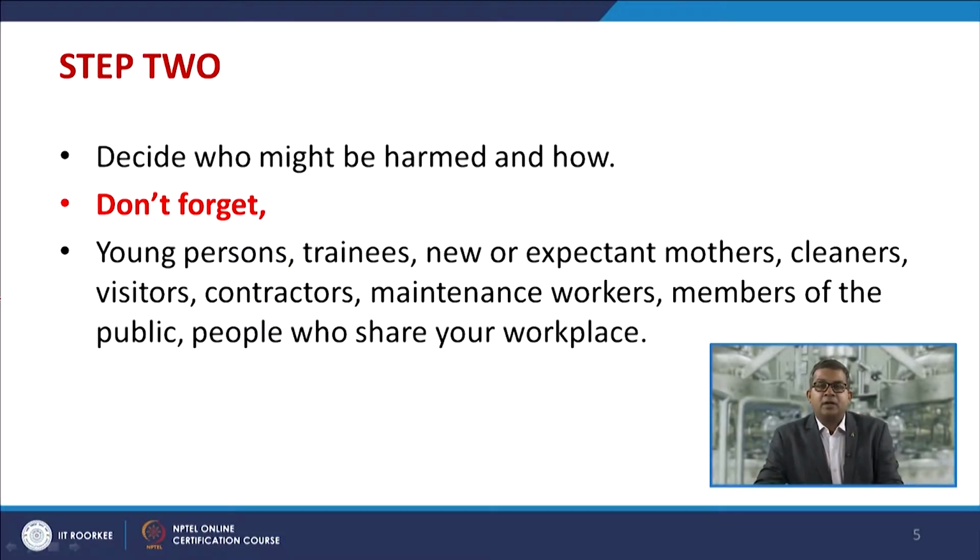So, do not forget the young persons, trainees or new expected mothers, cleaners, sometimes the casual visitor to the plant, various contractors, those who are involved within the periphery of the plant, the maintenance worker, members of the public, people who share your workplace. They may be harmed in case of any eventuality, in case of any accident that might occur in the plant periphery. Remember, we have not included those who are living outside or those who are having their residences or a workplace at the vicinity of the plant.